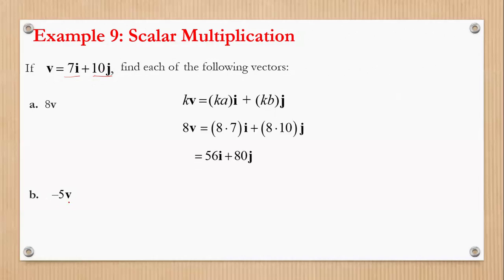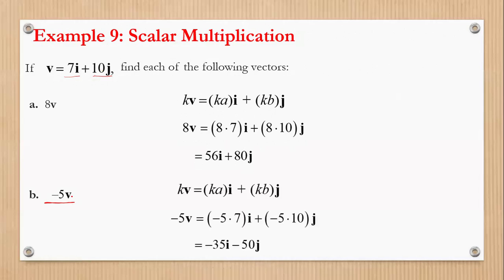We want to find negative 5v. That means we want to multiply the components of vector v by negative 5, which means negative 5 times 7, negative 5 times 10. Negative 5 times 7 is negative 35i. Negative 5 times 10 is negative 50j.